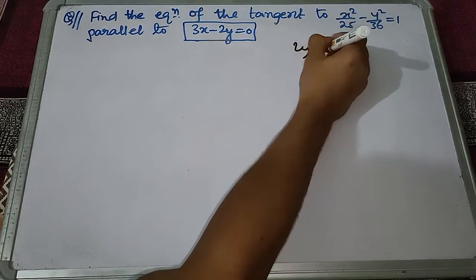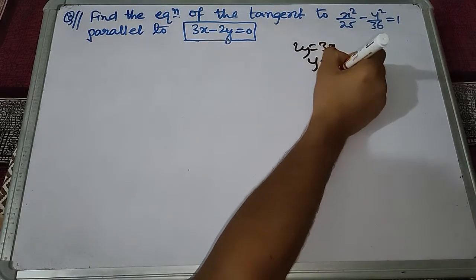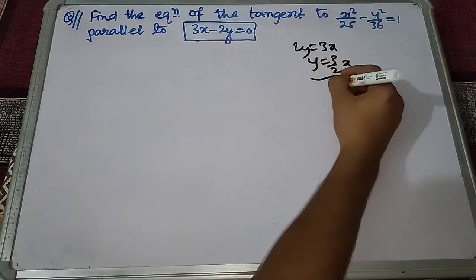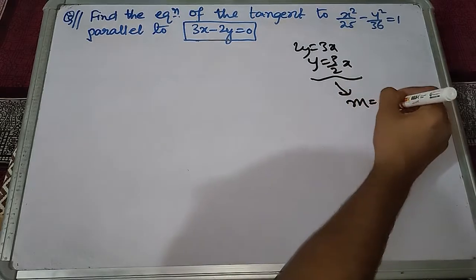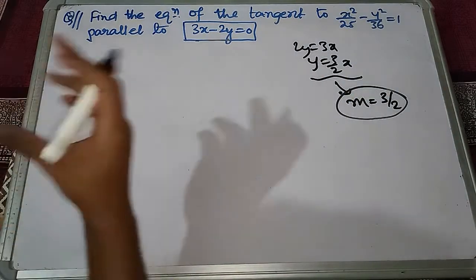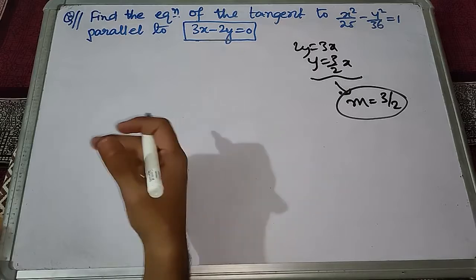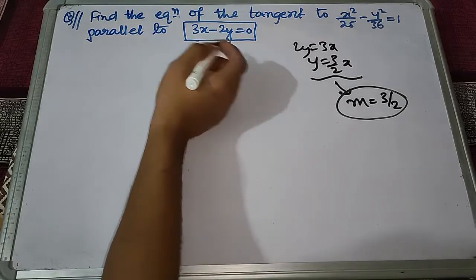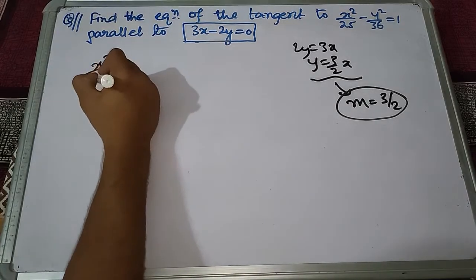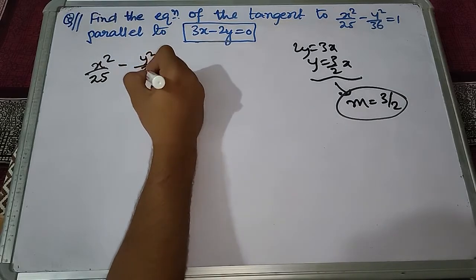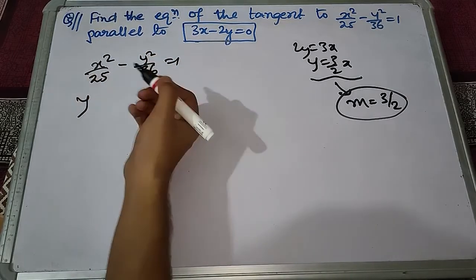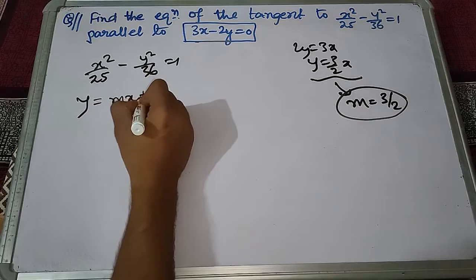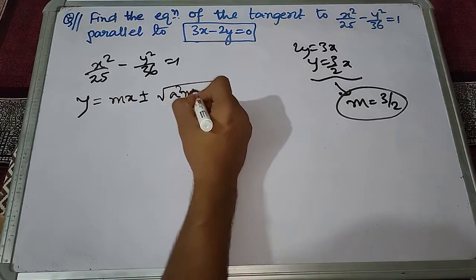So 2y equals 3x. Therefore, y equals 3 by 2 x. Therefore, the slope of this line, that is m, equals 3 by 2. This is the slope. Okay, just be quick. We have to be quick in the question. So let us understand this also quickly. And we have the hyperbola x square by 25 minus y square by 36 equals 1. So let us write the natural tangent: y equals mx plus minus under root a square m square minus b square.